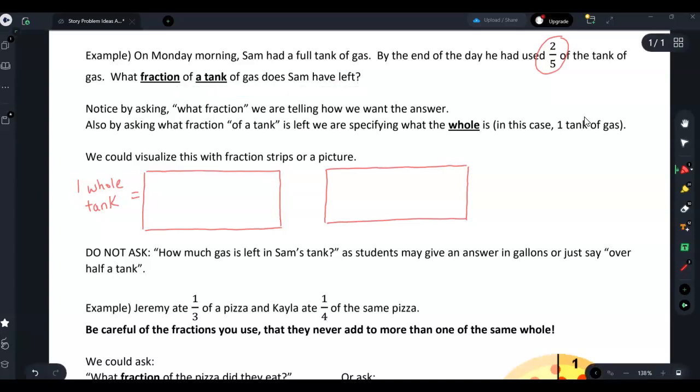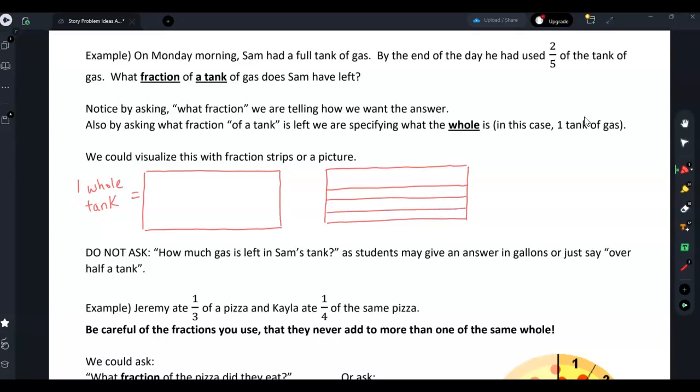So since it's 2/5, I would go ahead and split this into fifths. If you did it with strips, you would split it up vertically, but I think I'm going to do it horizontally. It's correct either way. I'm just kind of thinking of like a tank of gas, and the level of gas in that tank would go down, so gravity, so it would kind of go horizontally, if that makes sense. But you wouldn't have to do it that way.